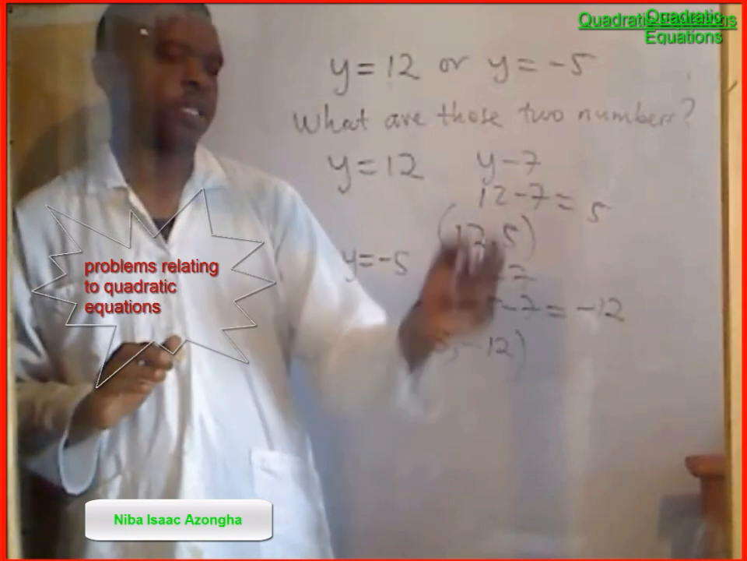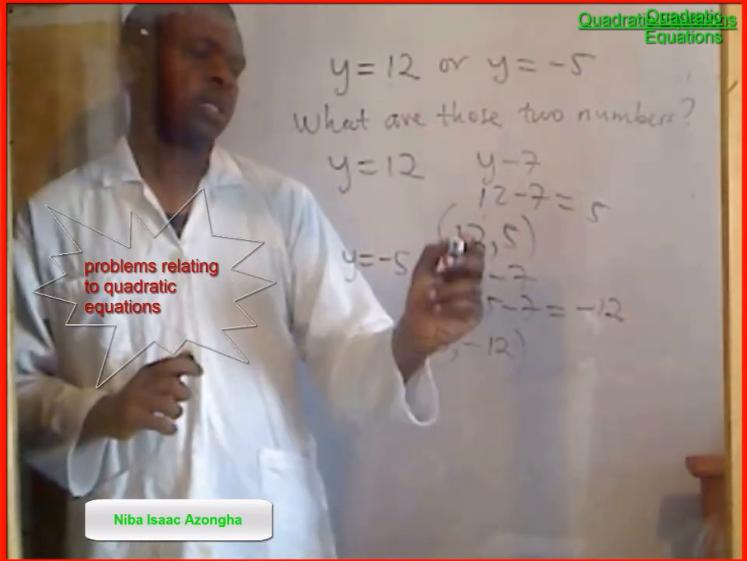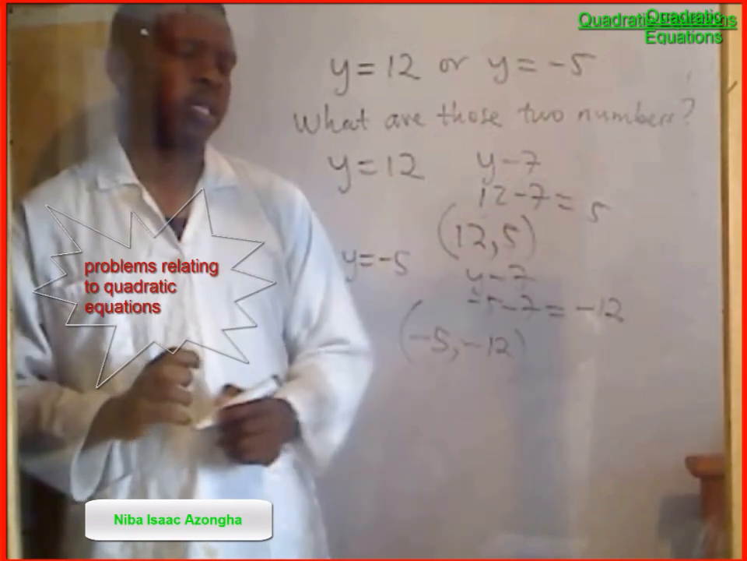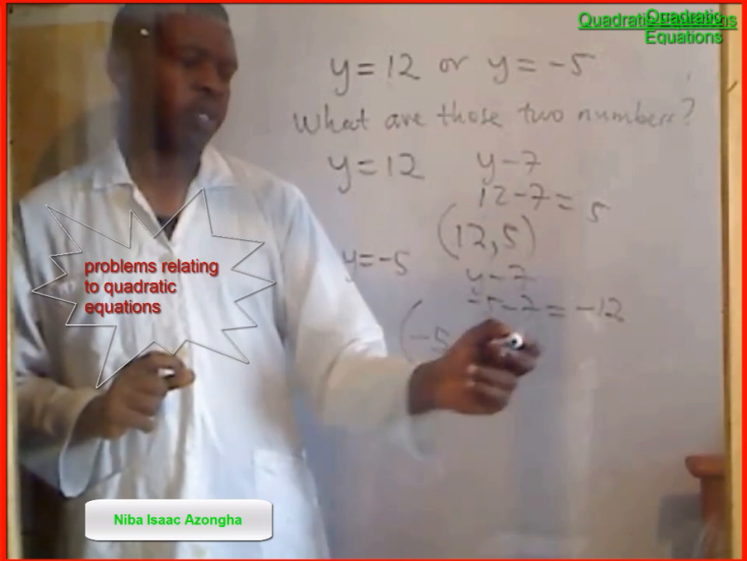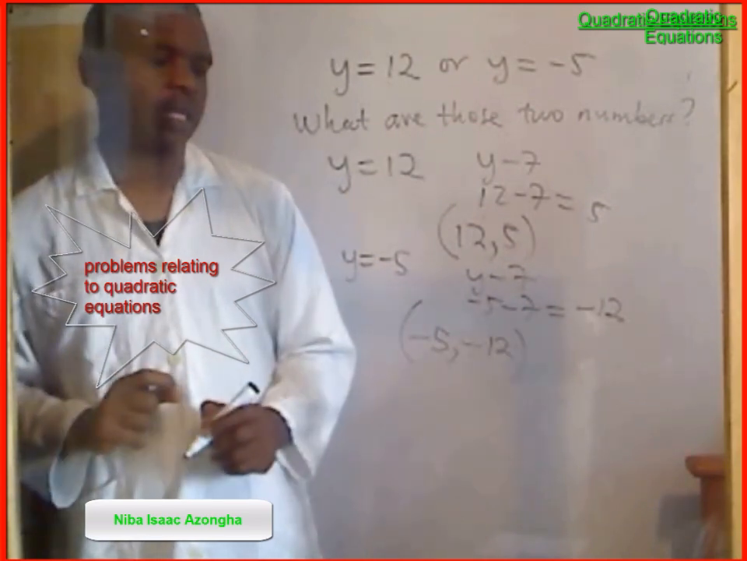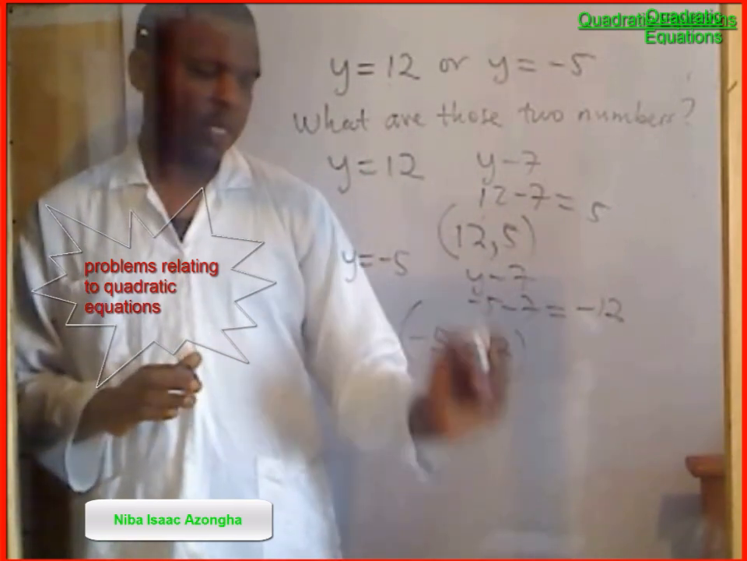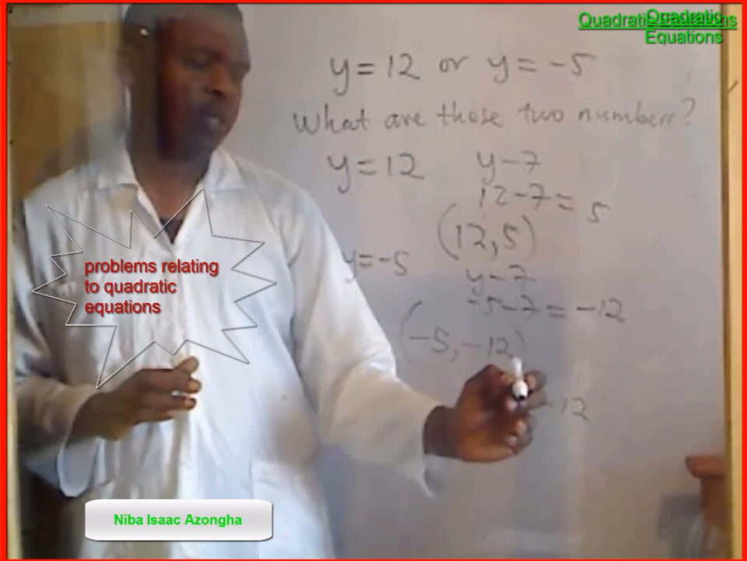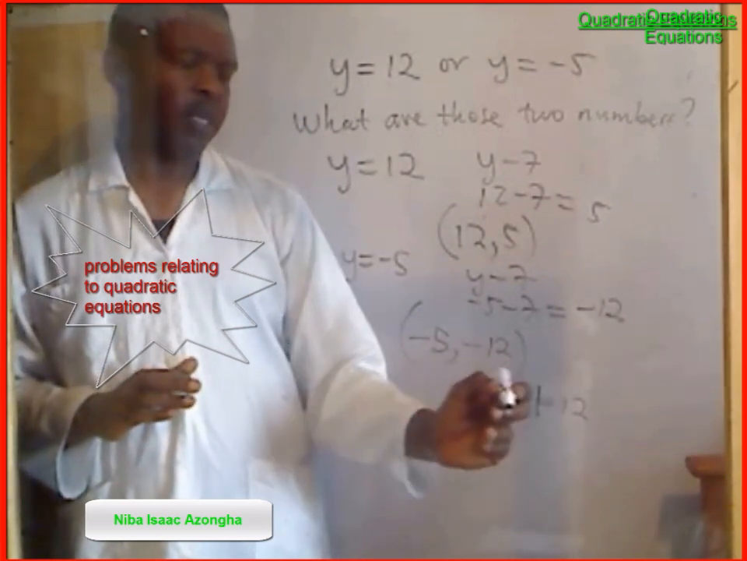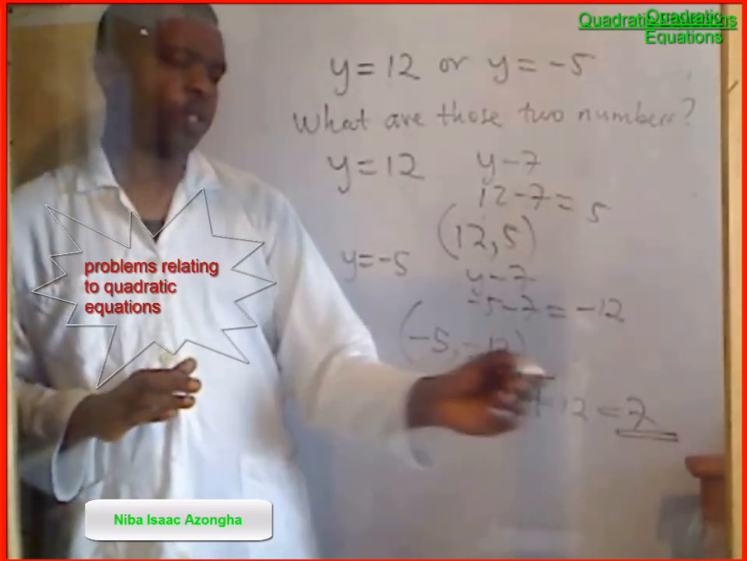So I find that these two pairs satisfy the conditions. The product of these two numbers is 60, and the difference between them is 7. So you can try this out. You say minus 5 minus minus 12. Minus minus becomes plus. Minus 5 plus 12 gives us 7. So this is our solution set.